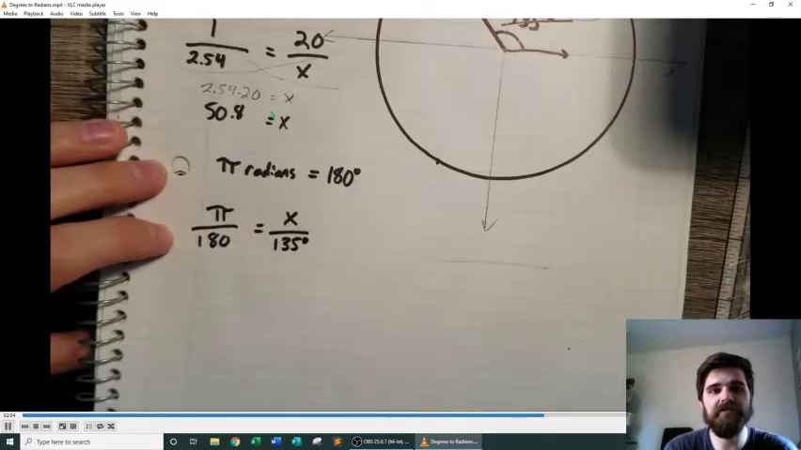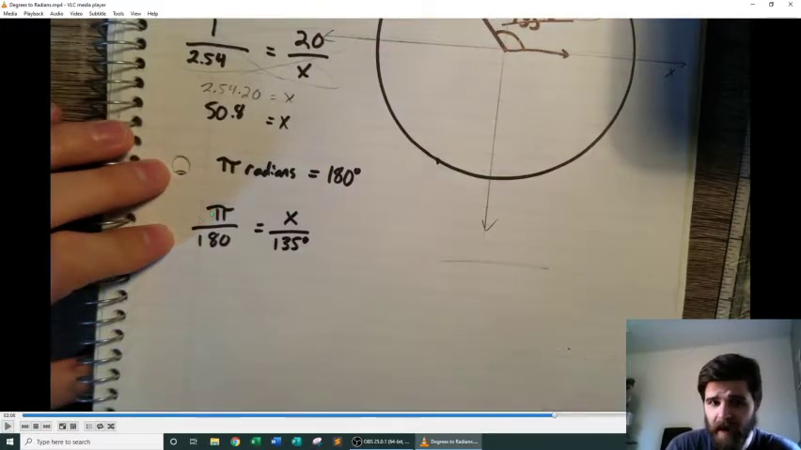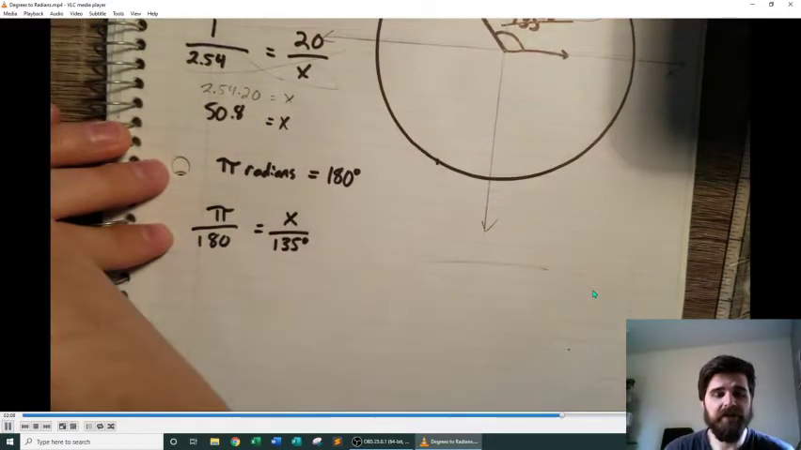So we set up our ratio just like we did with inches and centimeters. Pi is equal to 180. So what is equal to 135 degrees? We already know the answer from before. It was 3 pi over 4. But let's calculate that just to double check.